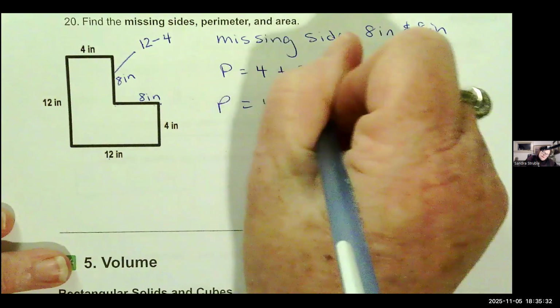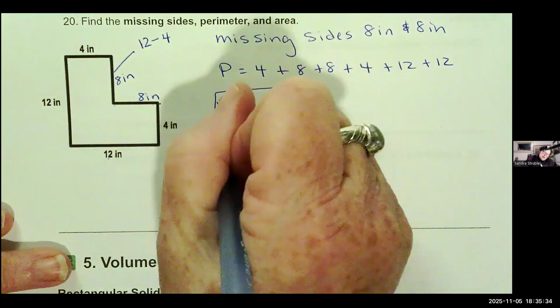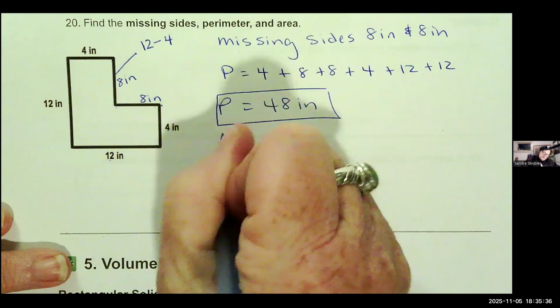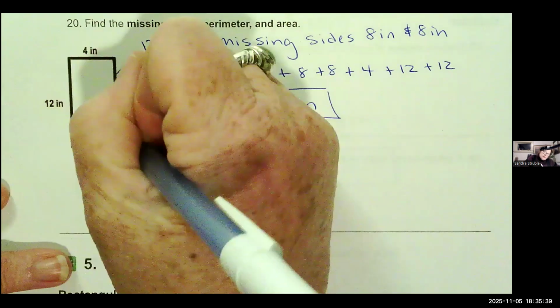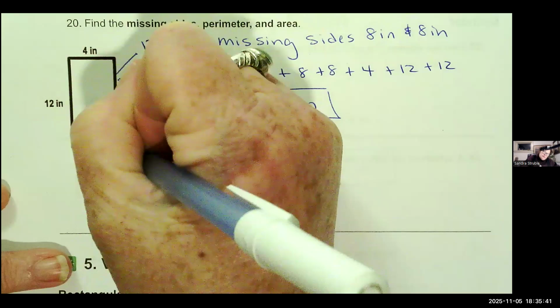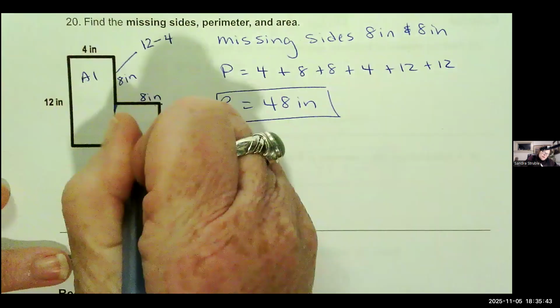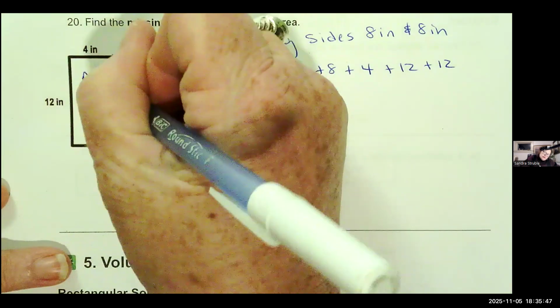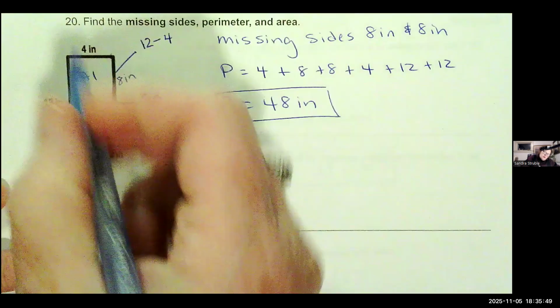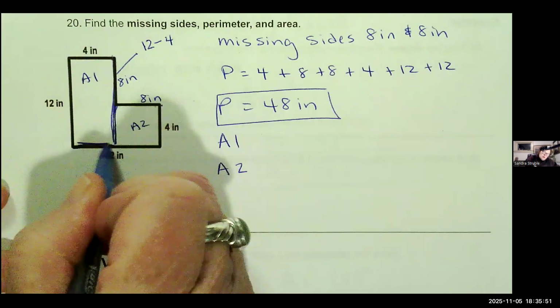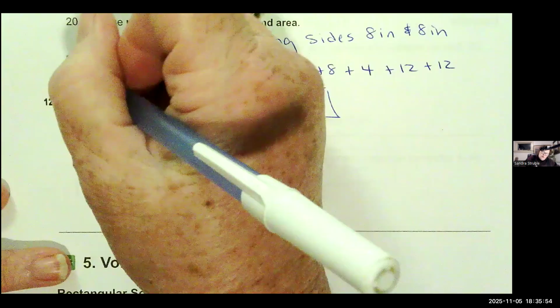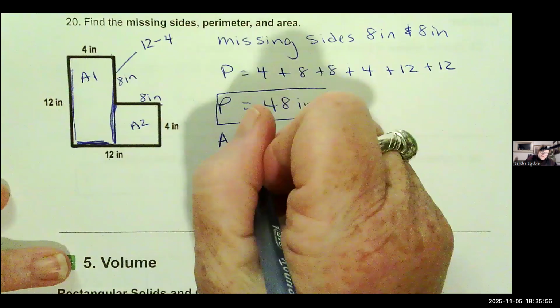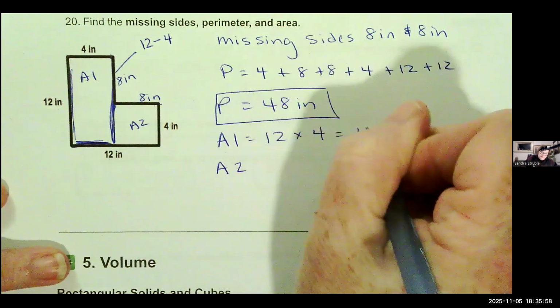Lastly is the area. I find area 1 and area 2. I'm just going to bring this straight down. All right, we'll call this area 1 and this area 2. So this one, I need the whole distance from the top all the way to the bottom, and then I need the distance across here. Well, across is 4 and top to bottom is going to be 12. So 12 times 4 is 48, and this is inches squared.